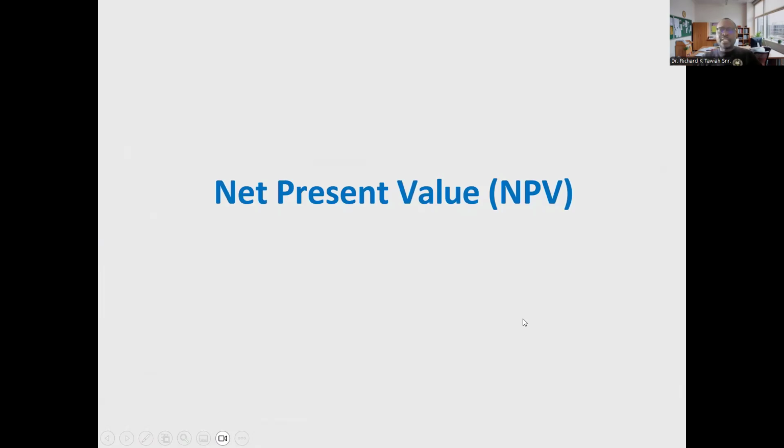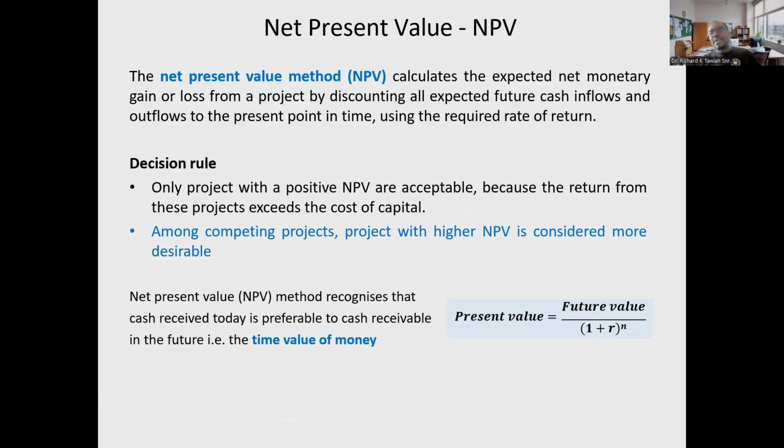Then we come to the almighty NPV. Lovely topic. We want to calculate the expected net monetary gain or loss from the project by discounting all expected future cash inflows and outflows to the present value. When we say discounting, it's simply saying you are reducing a future amount to a lower figure today. So the future figure is higher.